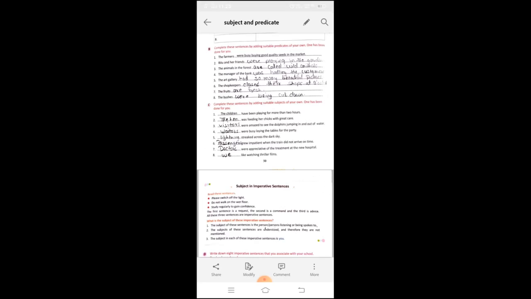Let us see question number C, in which predicates are given and you have to give a suitable subject on your own. So let us understand this.